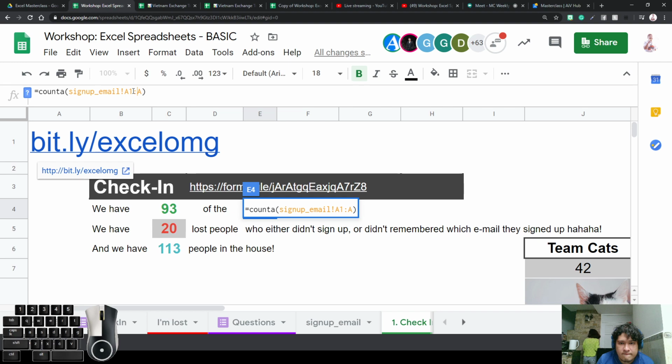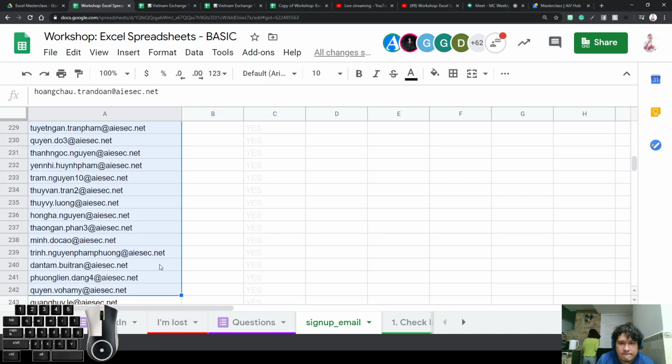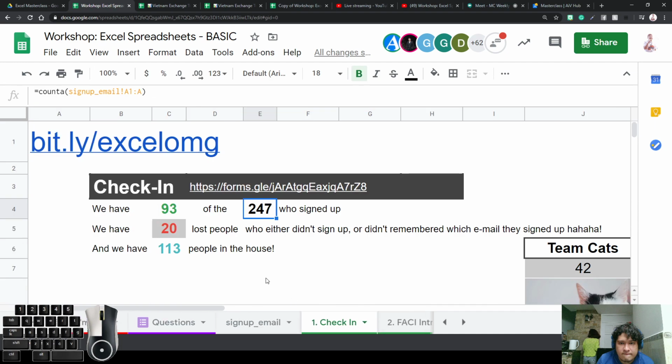And then it's gonna sum everything from A1 until the end of A. So no matter what the size of A is, the column A is gonna sum everything. And COUNTA basically counts how many. That's the formula for how many. And so basically it's saying there are 247 emails here.